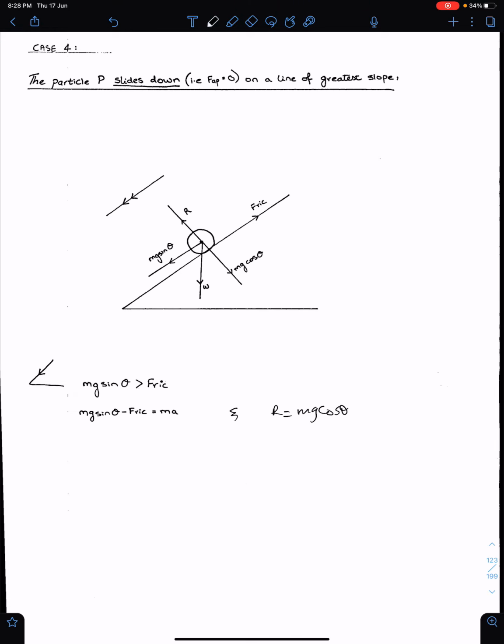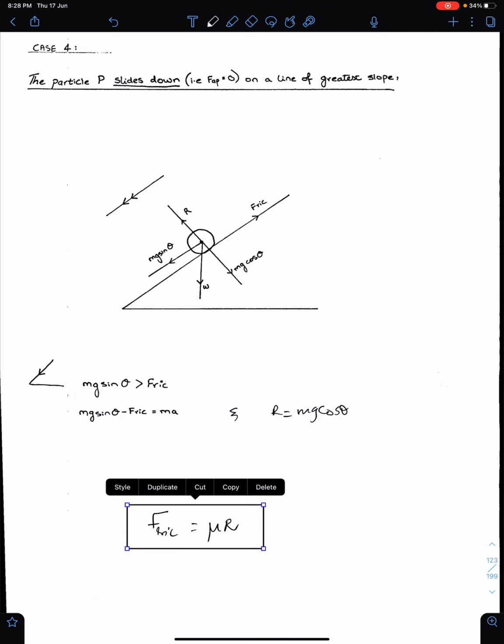This is the second equation. R is equal to mg cos theta. And you all know the formula of friction. If it says limiting equilibrium, then always use this formula. This formula is used when the particle is in limiting equilibrium.